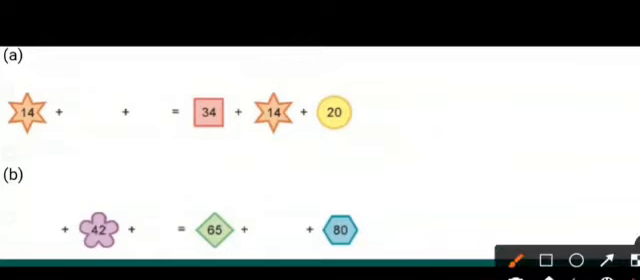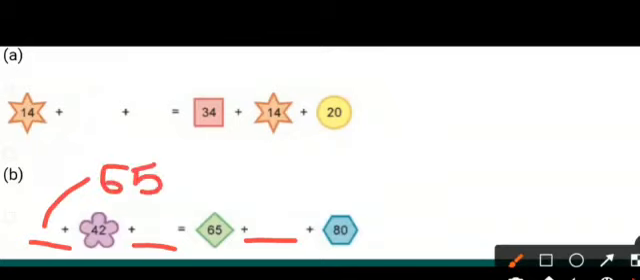Same way, in the second one you can see that two blanks are given, and on the right hand side one blank is given. So in this first blank we have to write down 65, and in this second blank 80 from the right hand side, and in the right hand side middle blank we will write 42, that is given at the left hand side. Like this you have to solve these examples.